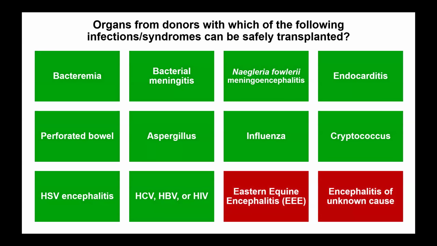So I would put forward that all but the bottom right two, triple E and encephalitis of unknown cause, should be considered, and organs from these donors with these infections and infectious syndromes very well can be transplanted to recipients and lead to good outcomes. I'm sure a number of these make you pause, particularly cryptococcus. We're all well aware of the multiple reports of donor-derived cryptococcus disease that often leads to poor outcomes.